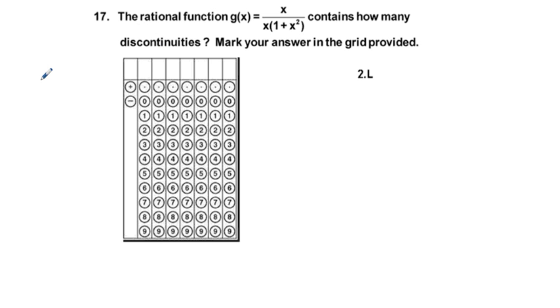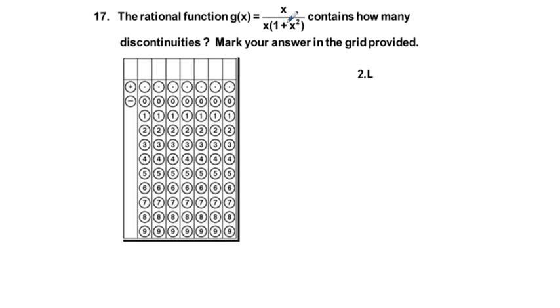Okay, next, last one. The rational function g of x equals x over x times 1 plus x squared contains how many discontinuities? Mark your answer in the grid provided. Again, if you're just not careful about this, I had a lot of people who answered 2 because they assumed one discontinuity for x equals 0 and another one with this 1 plus x squared. Not the case. There is not a discontinuity for this factor 1 plus x squared.